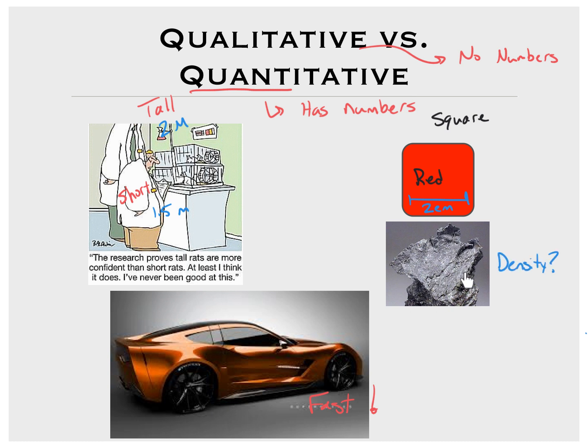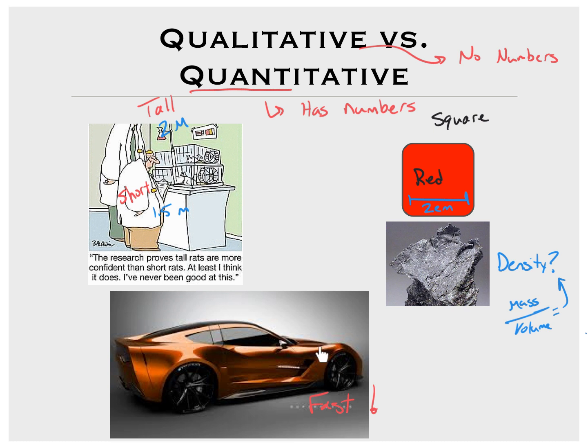What about this piece of rock? Could you talk about the density? Could you measure the mass in grams? That's quantitative. Could you measure the volume? In other words, how much space it takes up? That's a volume. And that is quantitative data. And then you take the mass divided by the volume and find the density. That's also quantitative data. So anything that associates with numbers is quantitative.